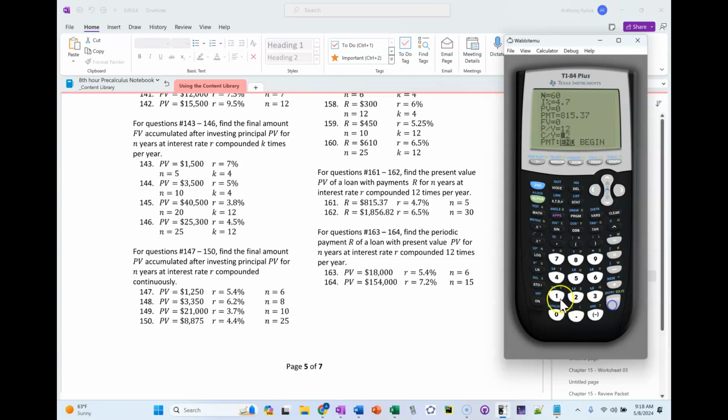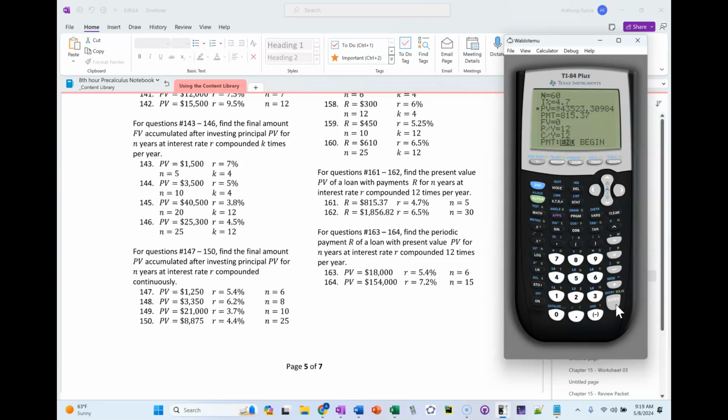Payments per year and compounds per year I assume are both supposed to be 12. It doesn't say monthly payments, but I'm going to assume since we're compounding 12 times per year, we're paying 12 times per year. Typically, they're the same. So I'll do alpha enter.